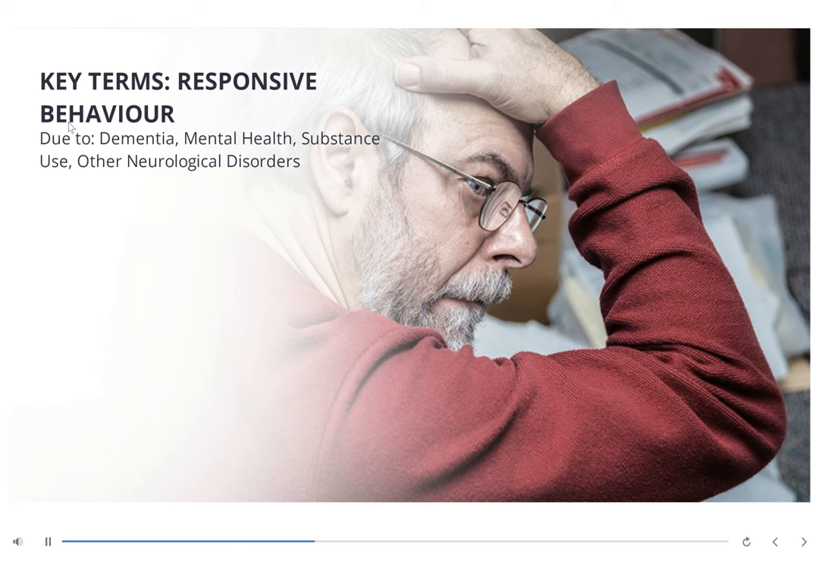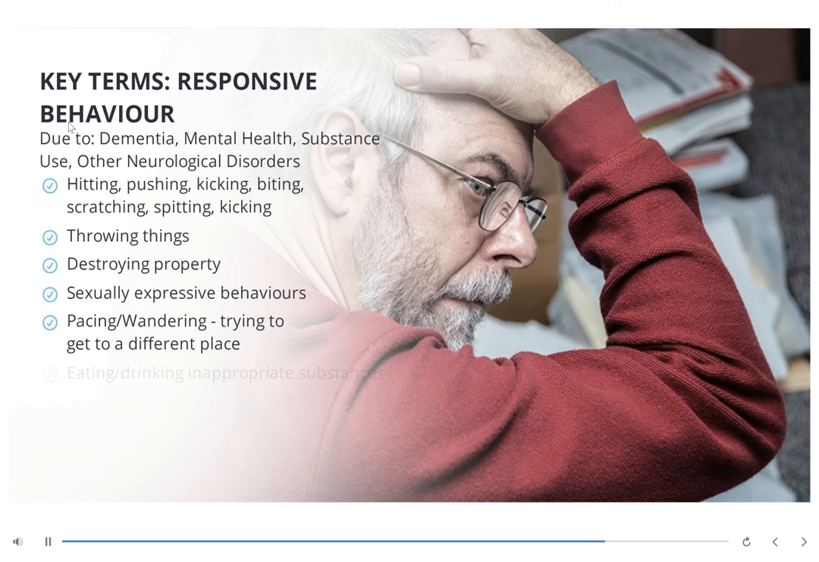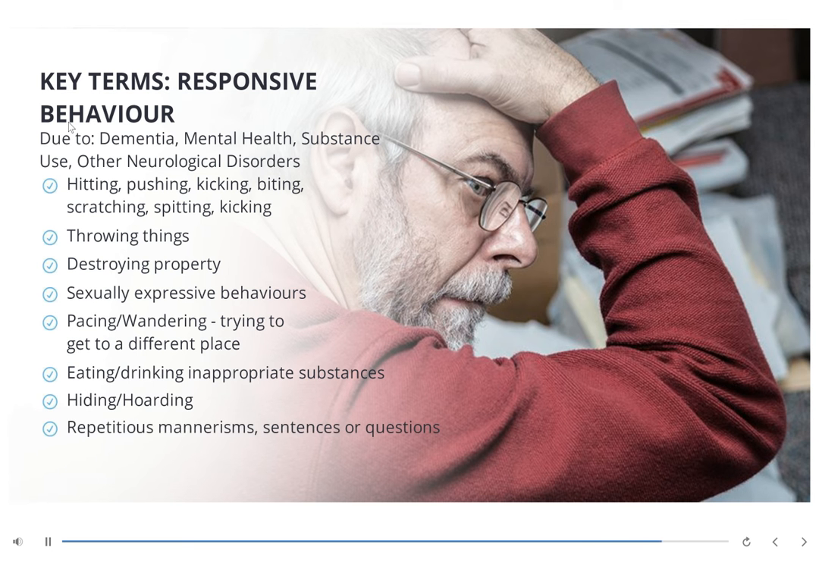Perhaps you feel that the responsive behavior is of no consequence to the person, such as rummaging. However, this behavior may be highly disturbing to those living in the same area, causing their own responsive behavior. You may observe this when the rummaging is in the room of another person. In addition, the caregiver may observe hitting, biting, spitting, destroying property, sexually inappropriate behavior, pacing, and trying to get somewhere, eating inappropriate substances such as soap, hoarding, repetitive manners or sounds, general restlessness, and vocalizations such as screaming and cursing.